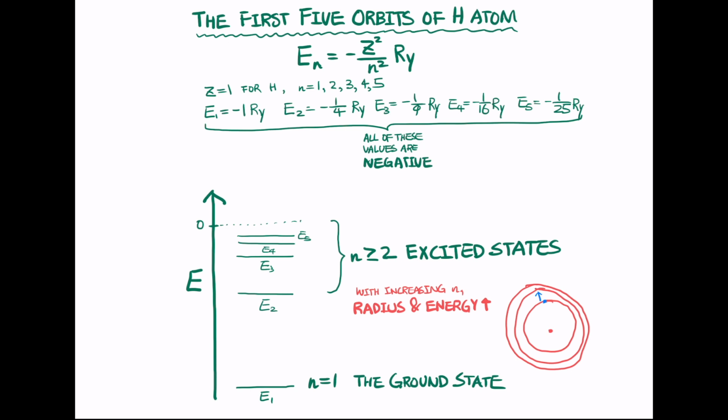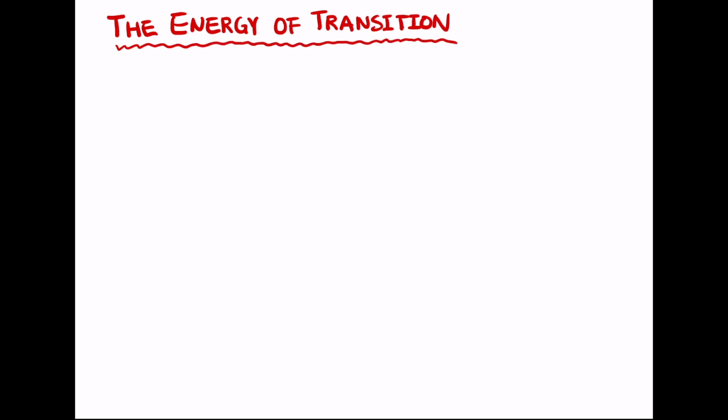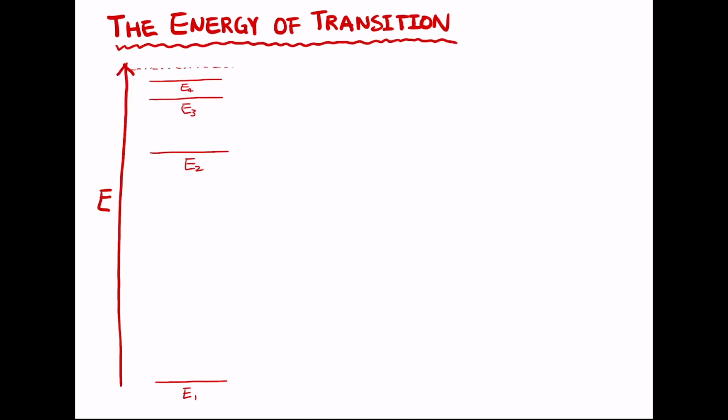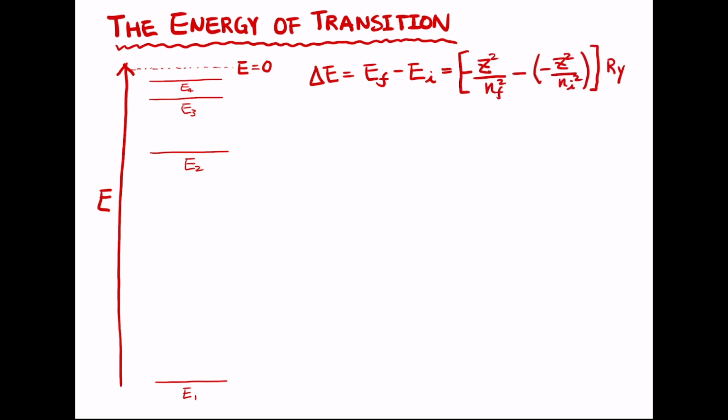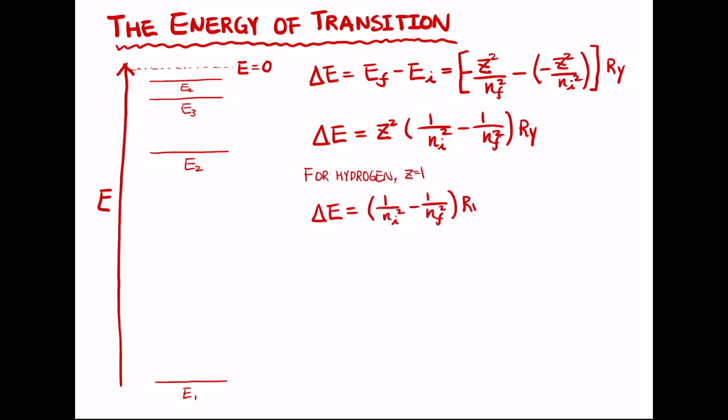The magnitude of energy associated with the transition between energy levels can be described through this equation. Since the change in energy is equal to the final energy minus the initial energy, substituting the equation in, we can find that for single electron atoms, this equation is true. For the hydrogen atom, Z is equal to 1, so this equation will be true.